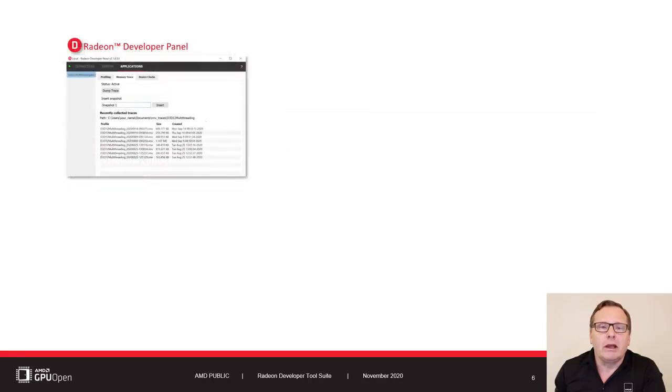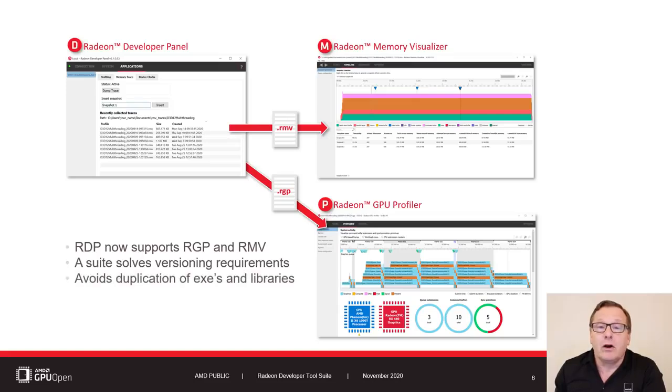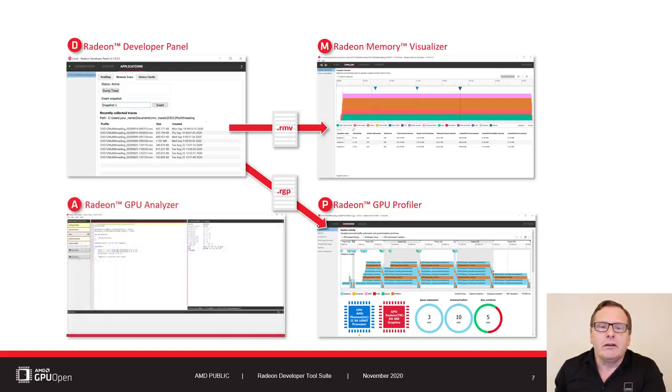So why did we make this change? The Radeon Developer Panel now supports both the Radeon GPU Profiler and the Radeon Memory Visualizer. Shipping the tools together makes sense due to the shared dependencies that tie the specific versions of the tools together. The suite also reduces the duplication of common shared libraries, and makes it much easier to deploy and use the tools. For completeness, and to take advantage of the benefits of being part of the suite, the Radeon GPU Analyzer is included in the package.